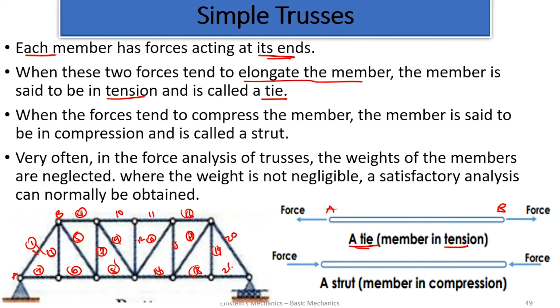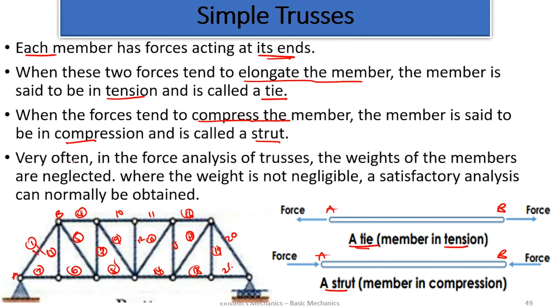That's in tension. And when the force tends to compress, the member is said to be in what? Compression. And it is called a strut. Are we good? Looking at this, after the analysis, I saw that AB was being compressed. You see, you just don't put the forces anyhow. From analysis, you see that these forces are compressive, and we call that member a strut.